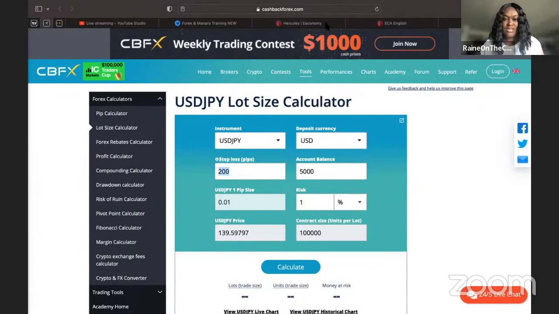All right, hold on. Let's let Michael in. All right, the stop loss, they're going to tell you how many pips. You're going to put that here. You say it was a 30 pip stop loss. You put that there. Then however much money you have in your account, you're going to put it here. Let's say you have $1,000. You put that there, right?